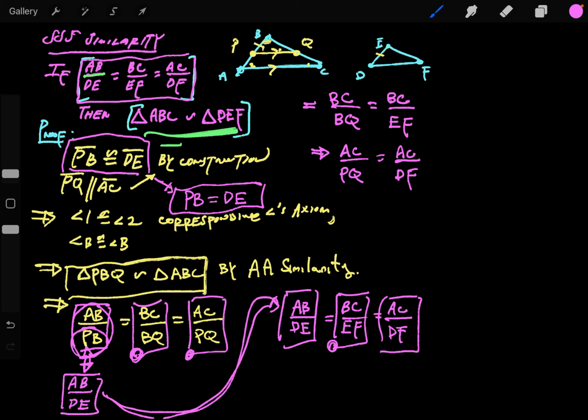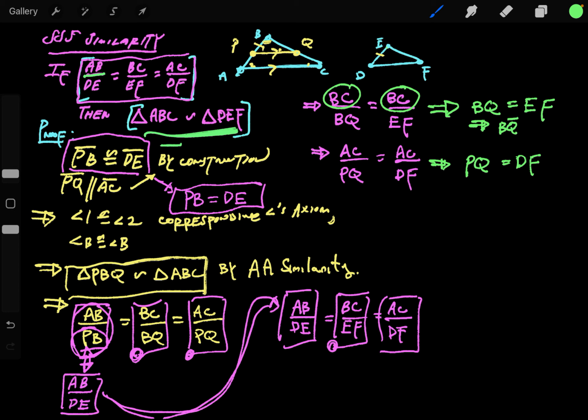So what does this one imply? We should see immediately, BC is the same as BC. So this one implies, if you just do a little bit of algebra, which isn't necessary, that BQ is equal to EF. And then this one implies that PQ is equal to DF. And this is what you need, because this is the definition of congruent. BQ is congruent to EF. And then, by the definition of congruent again, PQ and DF, these two segments are congruent.